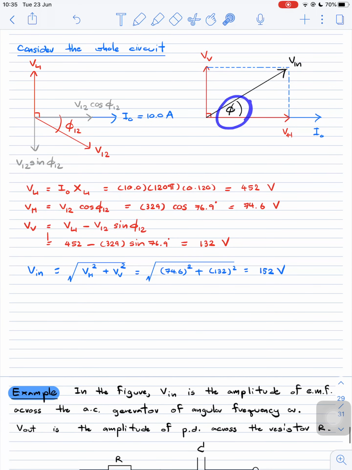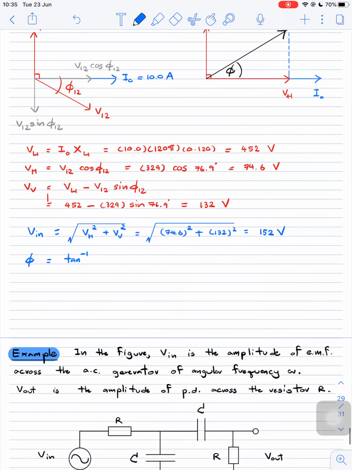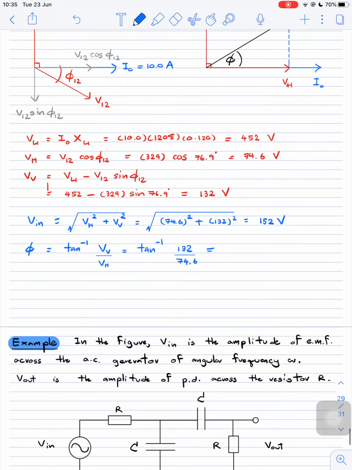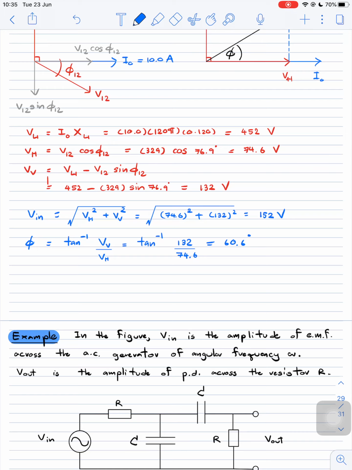And also we can find the phase difference between V_in and I_0. We can use phi equal to the arctan of the opposite over the adjacent, so it's V_V over V_H, equal to the arctan of 132 over 24.6. So we get that the phi angle here is equal to 60.6 degrees, and that's it. This is all we need.